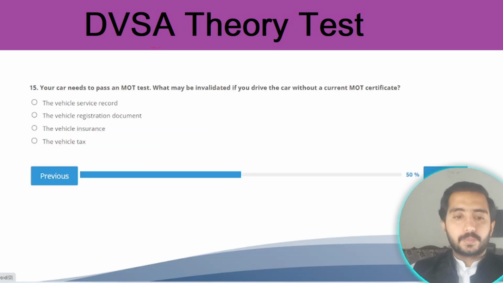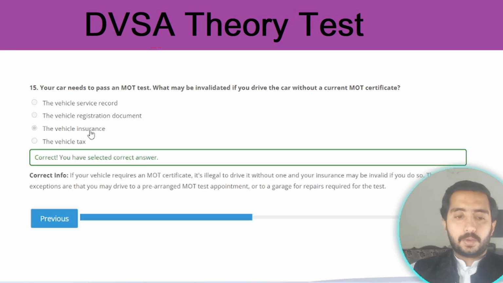Next one, question number 15. Your car needs to pass an MOT test. What may be invalidated if you drive the car without the current MOT certificate? In this case, the vehicle insurance. Option C is the correct one.